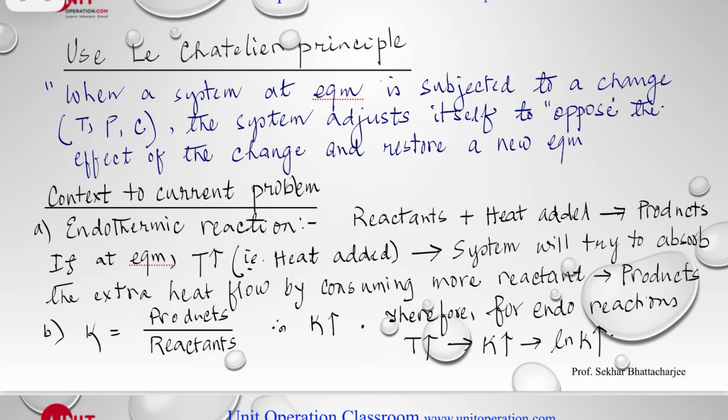Okay. And we know that the equilibrium constant, of course, is a ratio of the product of the activities of the products raised to their stoichiometric coefficient, and the activity of the reactants raised to the corresponding stoichiometric coefficient. So if this increases, that means this K must be increasing. Therefore, for an endothermic reaction, as temperature is increasing, K will increase. So this will also increase.